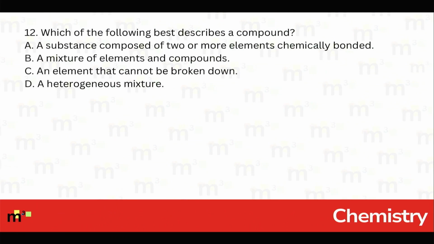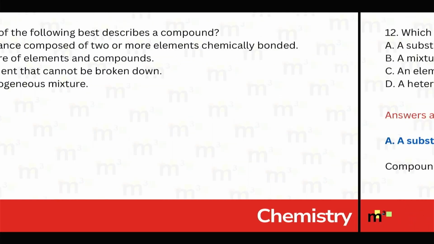Next, number 12. Which of the following best describes a compound? A. A substance composed of two or more elements chemically bonded. B. A mixture of elements and compounds. C. An element that cannot be broken down. Or D. A heterogeneous mixture. The answer here is A. A substance composed of two or more elements chemically bonded.